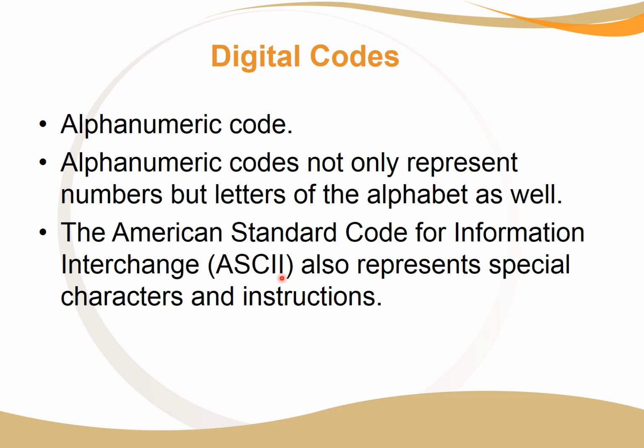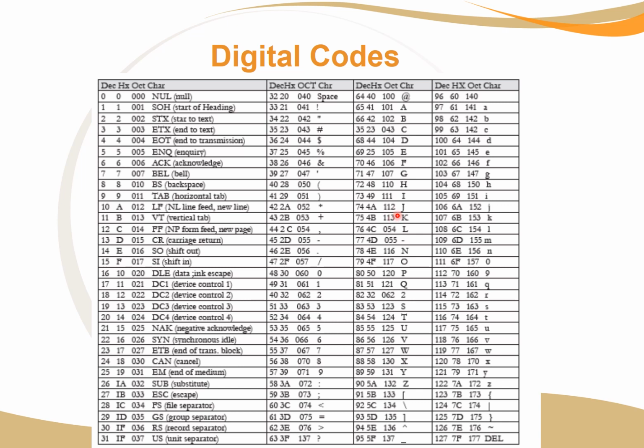Now we come to alphanumeric codes. Alphanumeric codes not only represent numbers, but also letters and special characters, especially in ASCII. Has anyone heard of the ASCII chart? If you want to represent special characters, this shows the decimal value, the hexadecimal number, and the octal number. So if you input this decimal number, then you'll get 0. But if you input 74, then we'll get a J. It just makes certain operations, especially if you want to have special characters in your program, a lot easier.